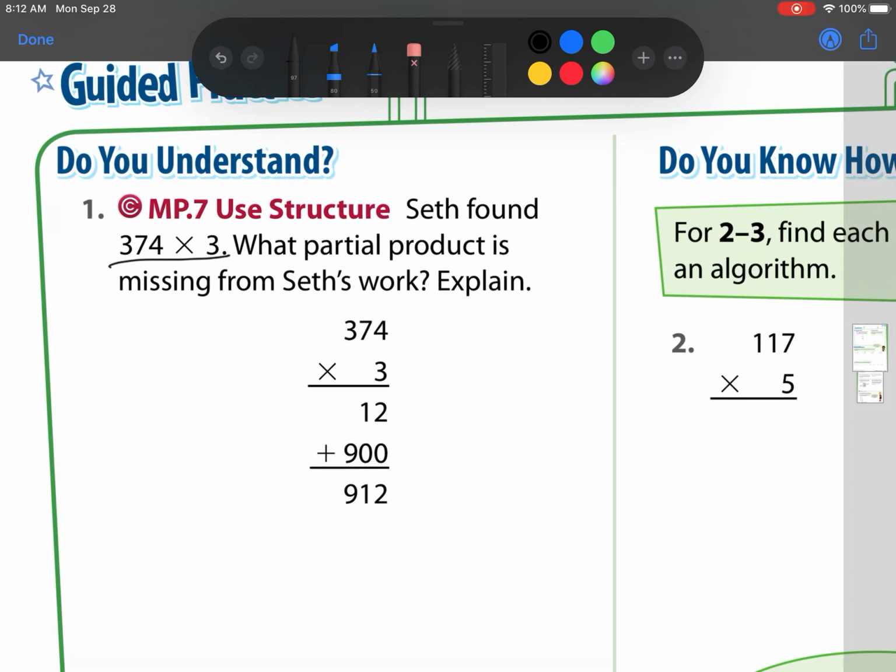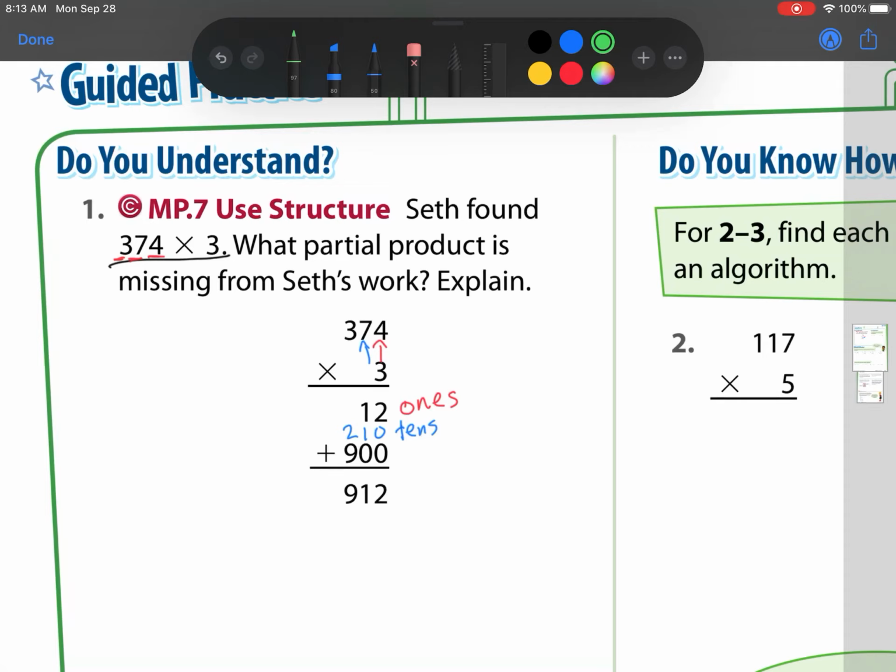Well, notice there's three place values here, our ones, tens, and hundreds. So we should have three partial products, but I'm missing some. So I need to figure out what that is. Well, we have 3 times our ones place value is 12. So we have that there. We have 3 times 7, which is our tens place value. But notice I don't have anywhere a 210 or a 21 even for that 3 times 7. So I'm missing my tens place value.